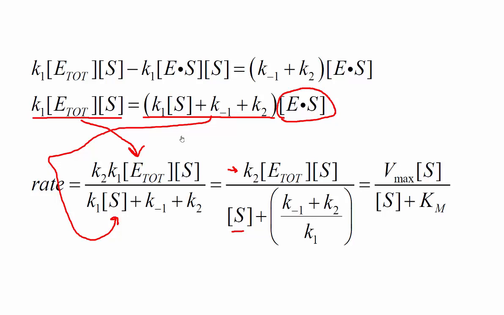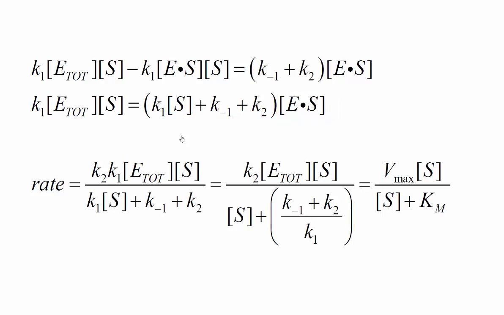But if we make the following substitutions here, we can see that the K2 times E tot is sometimes together called Vmax, because that quantity, the rate constant for the second step times the total amount of enzyme, turns out to be the maximum rate at which the reaction can occur. More on that in a second.